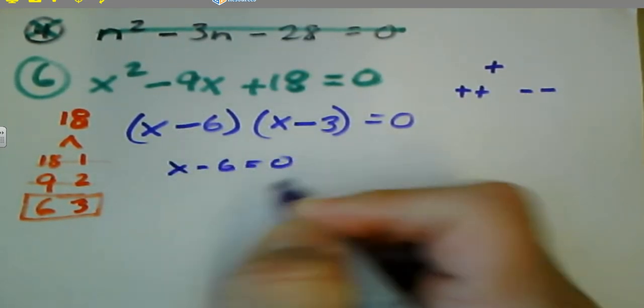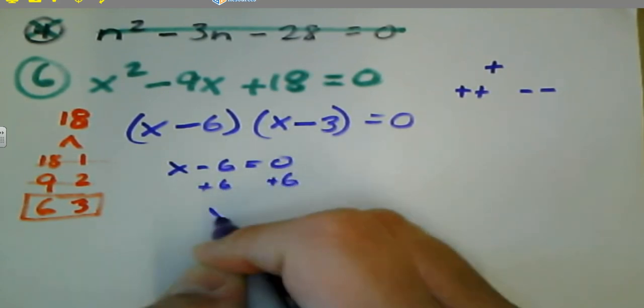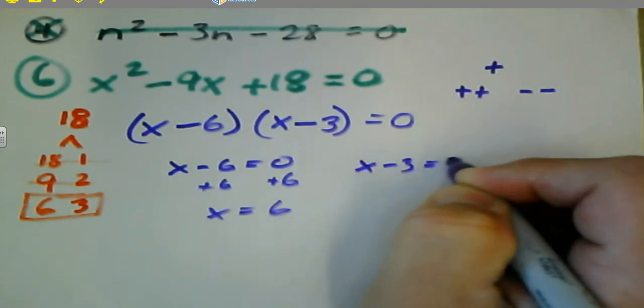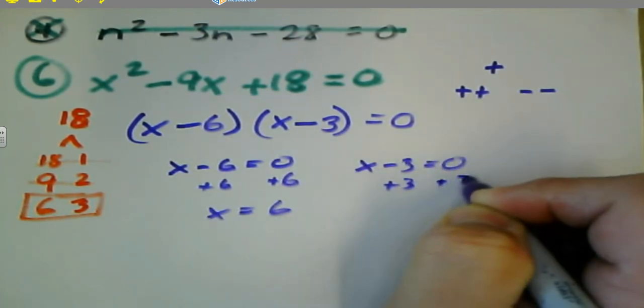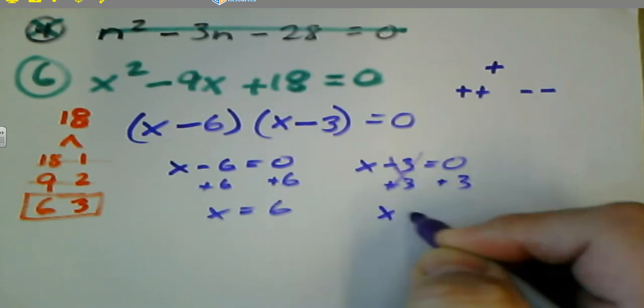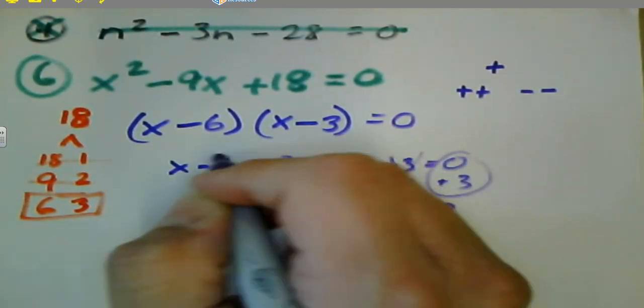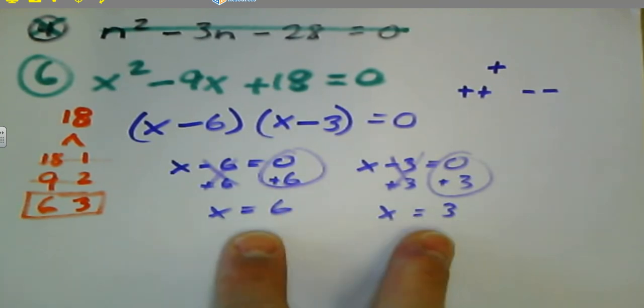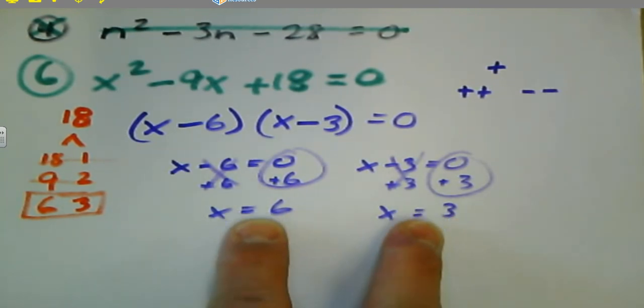x minus 6 equals 0. We add 6 to both sides, and we get x equals 6. We set x minus 3 equals 0. We add 3 to both sides. We get x equals 3. These are our x's, our x-intercepts, our zeros.